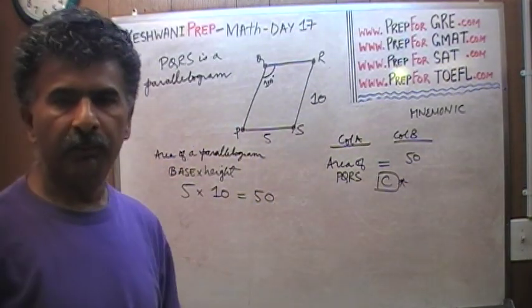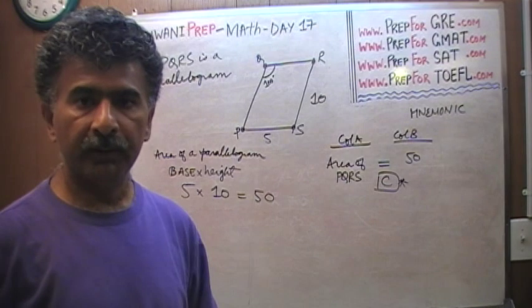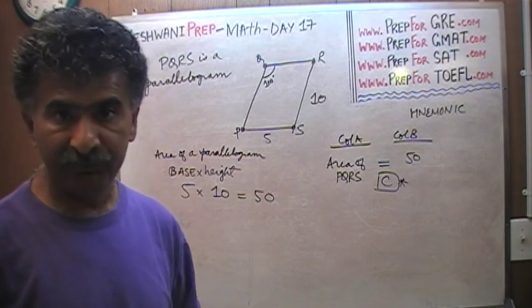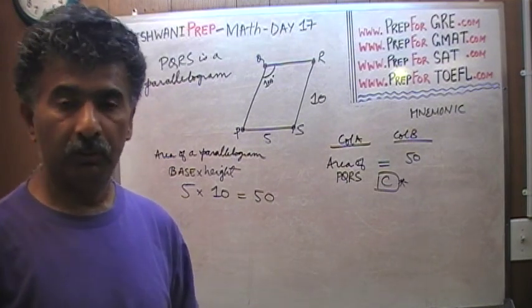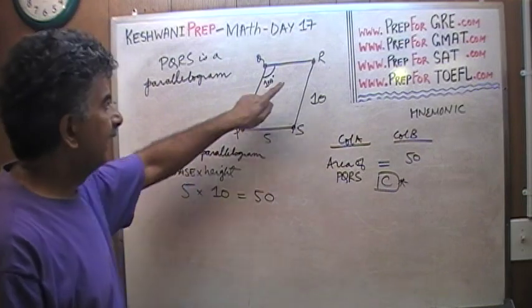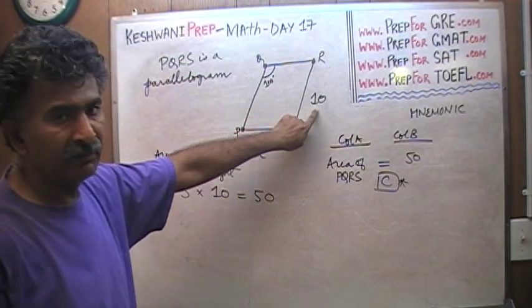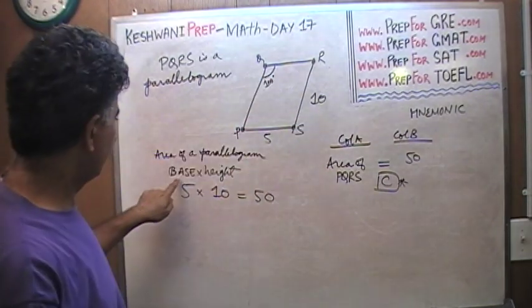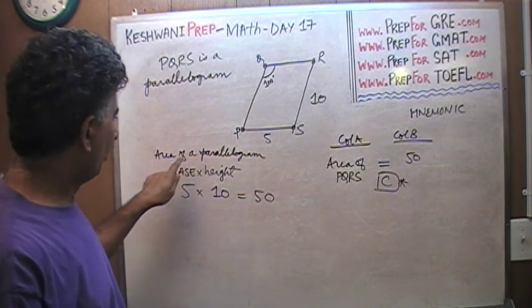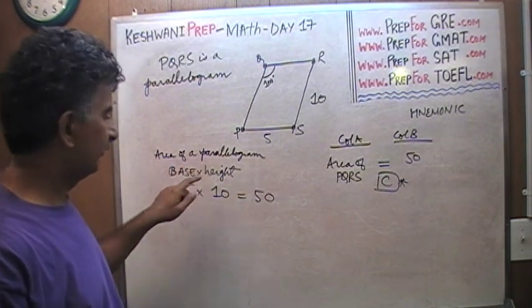If this is the answer that you came up with, alas, this answer is wrong. The height is not 10. This 10 does not represent the height. First of all, let's talk about base times height. Why is the area of the parallelogram base times height?